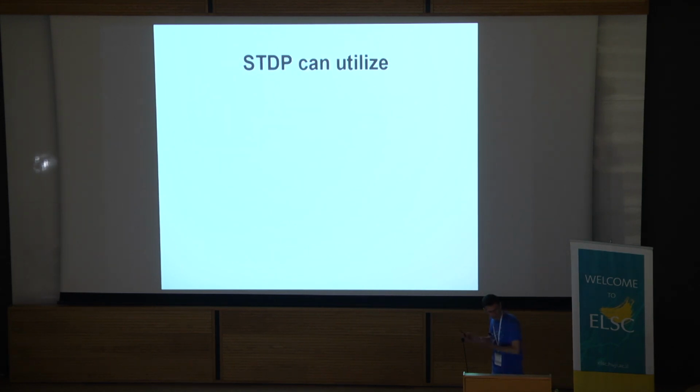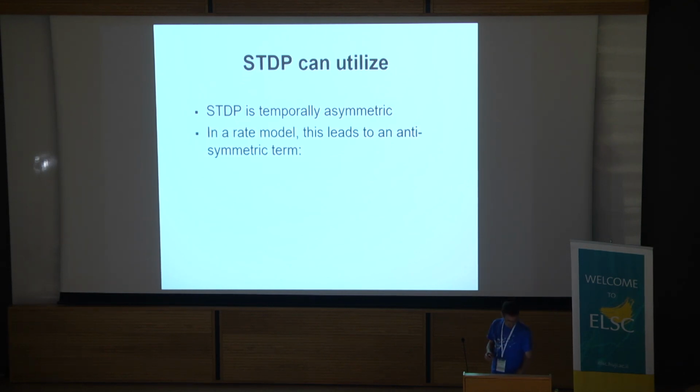Well, actually, there's a well-studied biological phenomenon called spike-timing-dependent plasticity, which is temporally asymmetric. So the presynaptic and postsynaptic spikes, if they're like this or like that, it changes the sign of the connectivity. If you translate that to a rate model, this results in an anti-symmetric term, which is very similar to the mathematical construct I put in by hand to apply an imaginary eigenvalue.